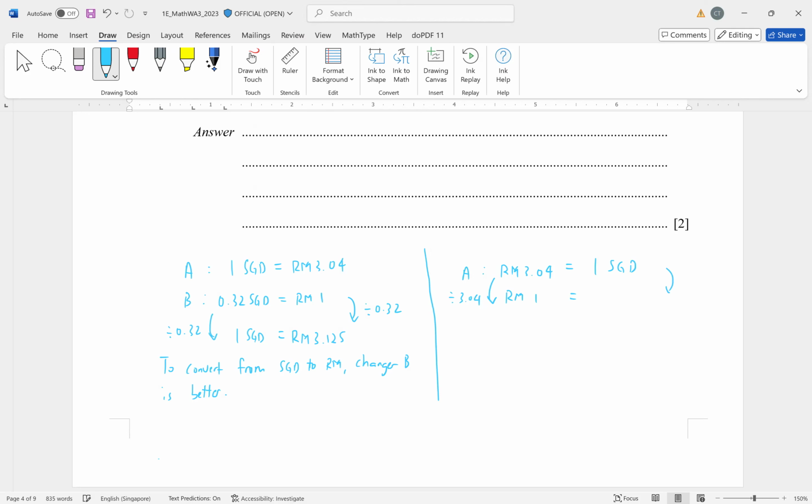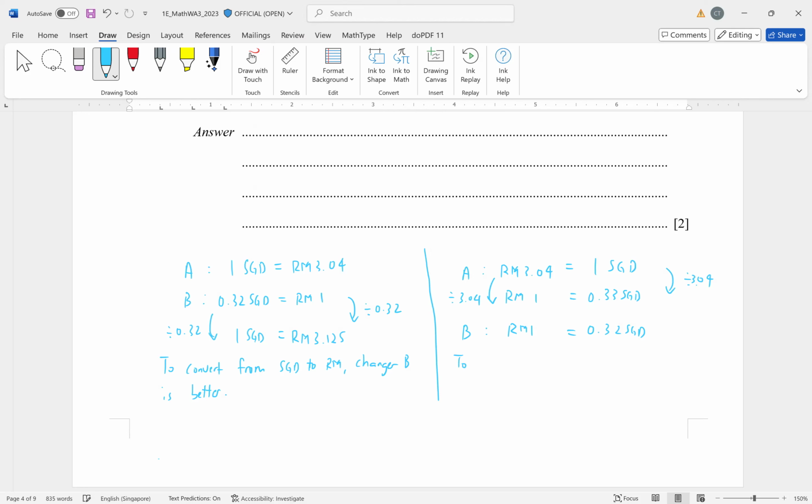I'll do the same thing on the right hand side. Divide by 3.04. This will give me 0.33 SGD. Then for money changer B, if you recall, RM1 will give me 0.32 SGD. So if you are converting back, converting from RM to SGD, then money changer A is better because money changer A gives you more SGD for every 1 RM.